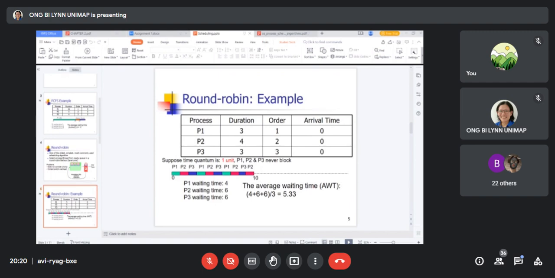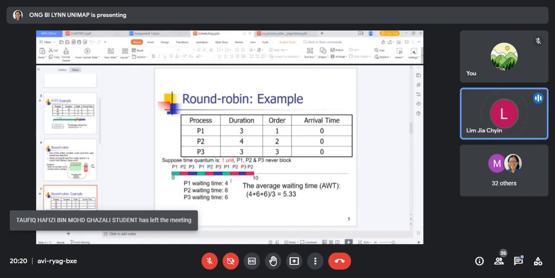Sorry, doctor, I would like to ask about that. Just now the doctor mentioned that P1 goes until 7 seconds, right? So is that the arrival time for process P1? Is it not considered arrival, but rather completion time? The time is the completion time?